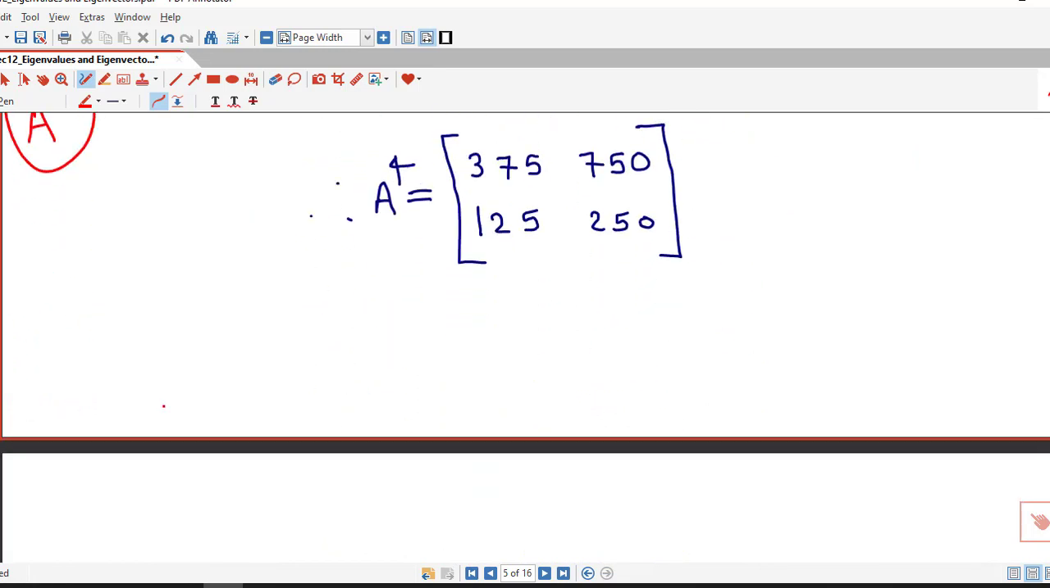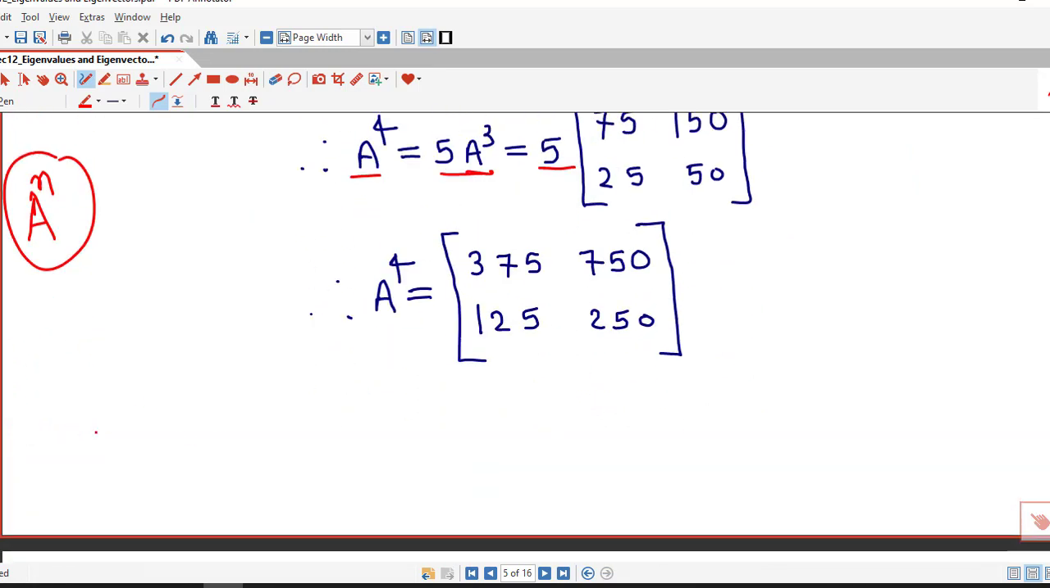So this is a very nice application of the Cayley-Hamilton theorem. Using the Cayley-Hamilton theorem, we can find out the inverse of a matrix also if our matrix is invertible. So that we will discuss in the next lecture.